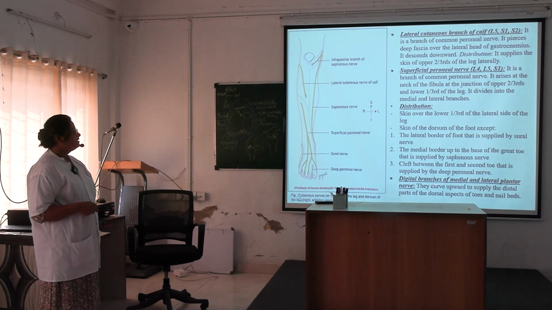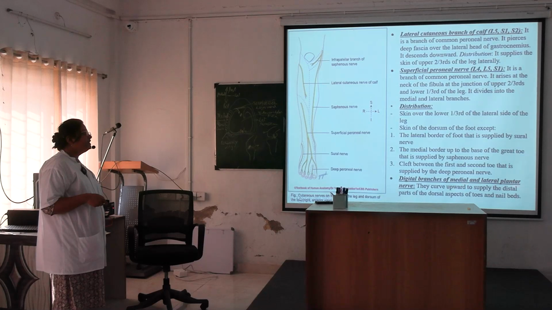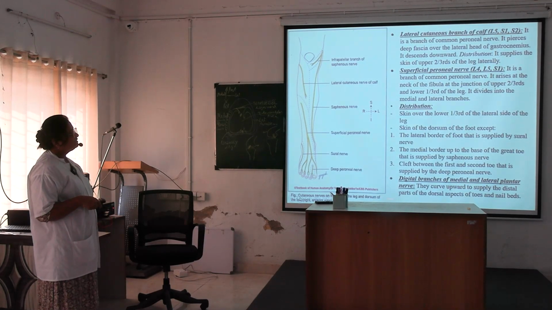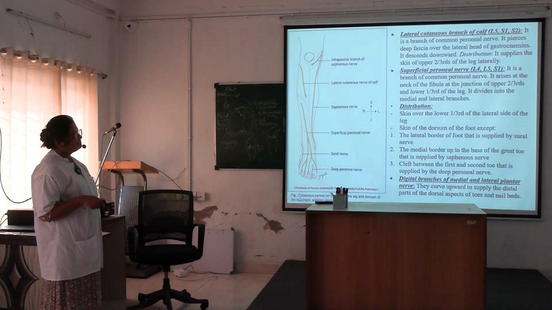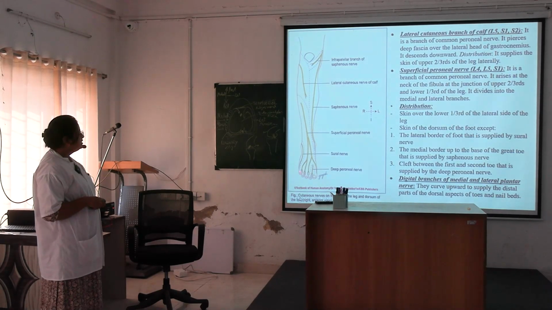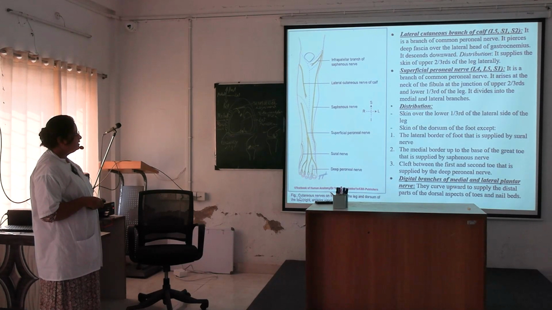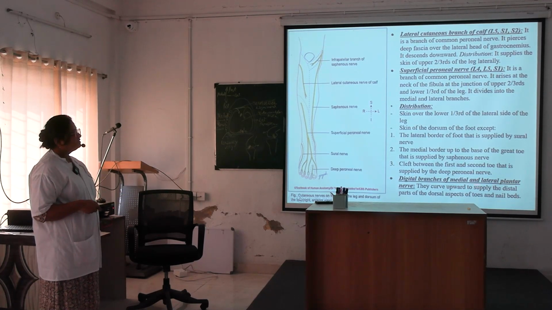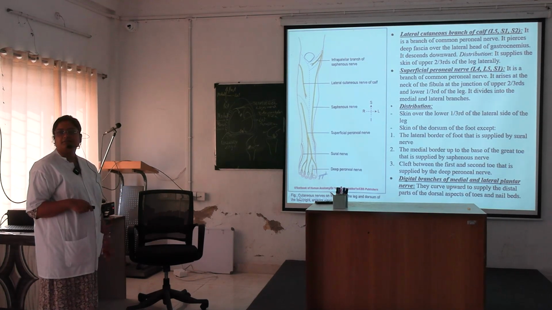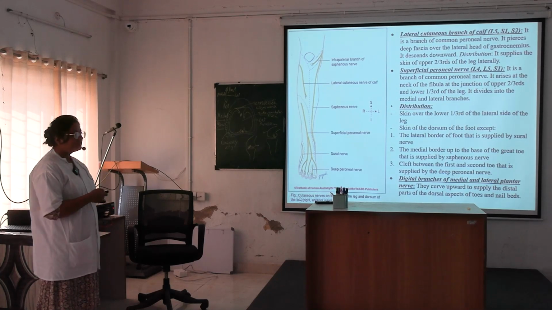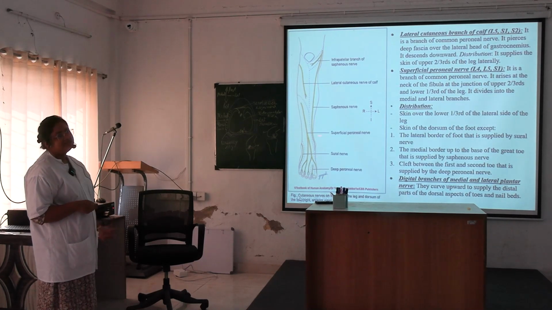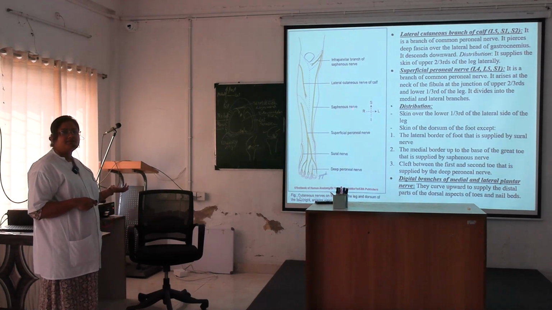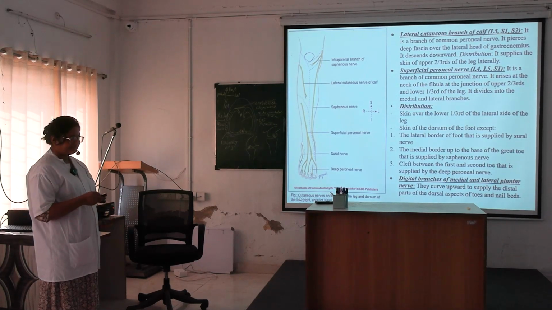Cutaneous supply. Digital branches of medial and lateral plantar nerve, they curve upward to supply the distal part of dorsal aspect of toes and nail beds. This distal part is supplied by nerve coming from sole of the foot. These are digital branches of medial and lateral plantar nerve. Understood? This is the cutaneous supply of anterolateral aspect of leg and dorsum of the foot.